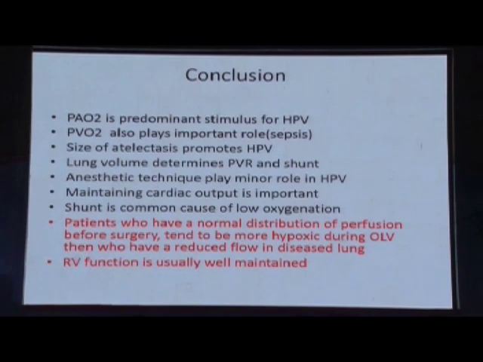Anesthetic technique plays a minor role. Maintaining the cardiac output at an optimal level is very important. Shunt is usually the common cause of hypoxia once you have ruled out the other possibilities. Another thing to remember is that patients who have a normal distribution of perfusion before the surgery tend to be more hypoxic during one lung ventilation than those who have a reduced flow in a diseased lung. Like the case I showed you, he had almost 4% shunt prior to the surgery. So those are the ones who will have less incidence of hypoxia.